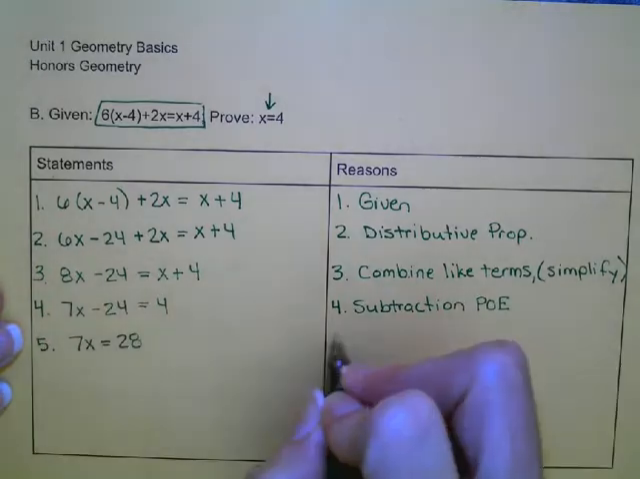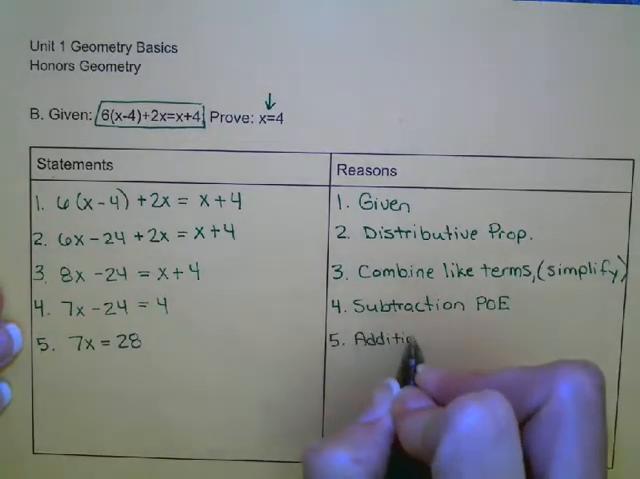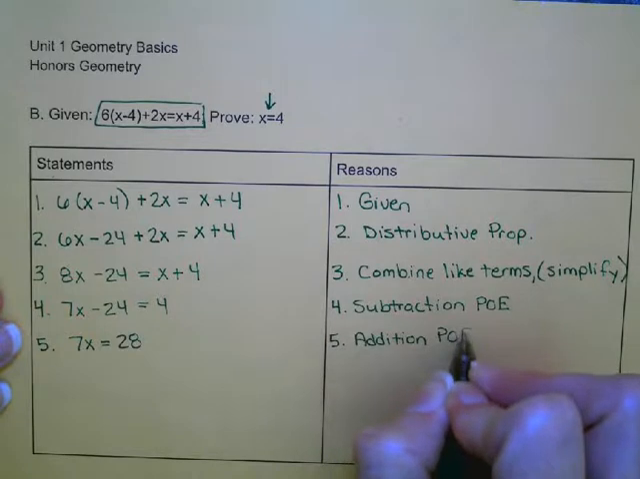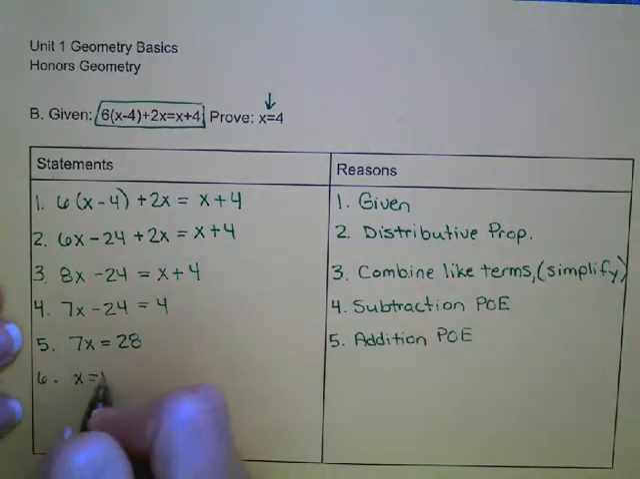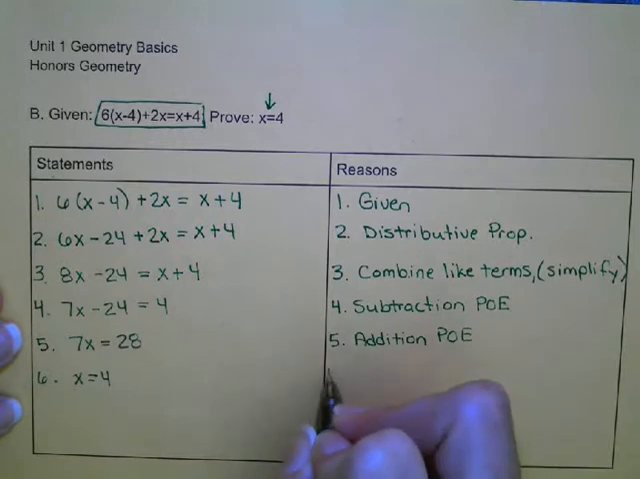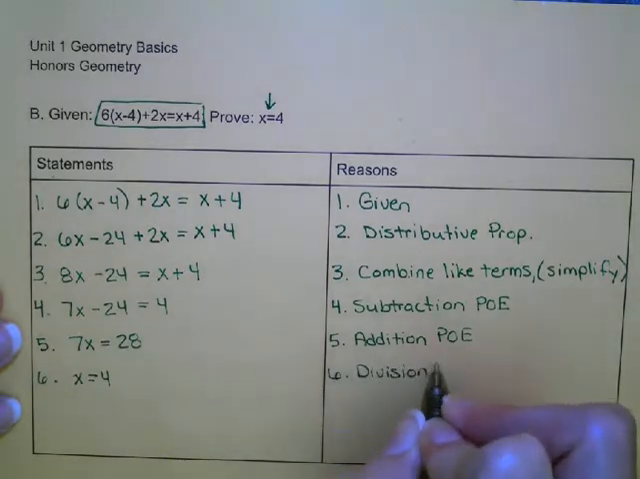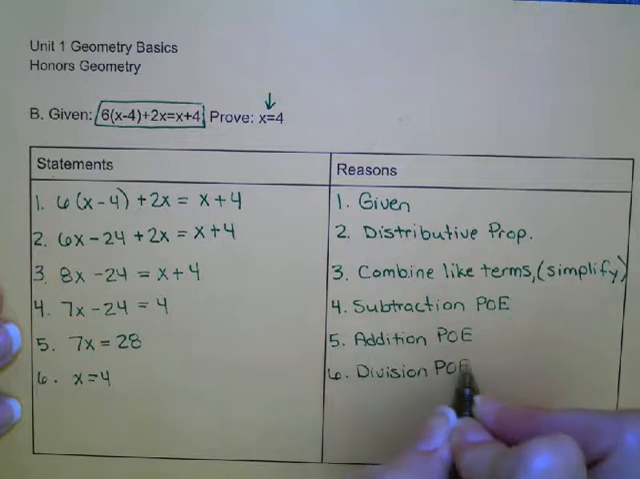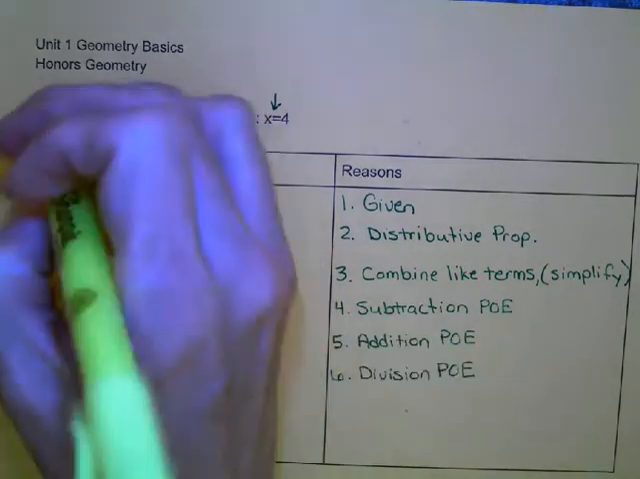Next step, I would add 24 to the other side and get 28. We'll call that addition. And then my last step would be division, because I'm dividing by 7, and I get 4. And POE just stands for property of equality, because all these things I was doing were related to the equal sign, and I'm trying to solve.